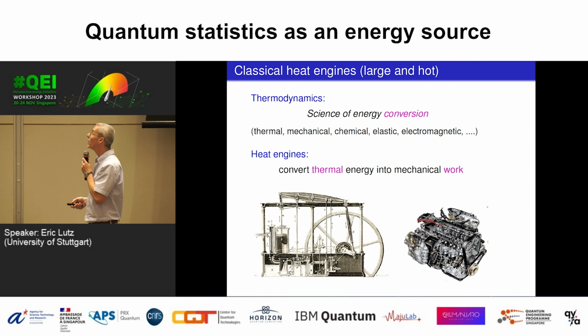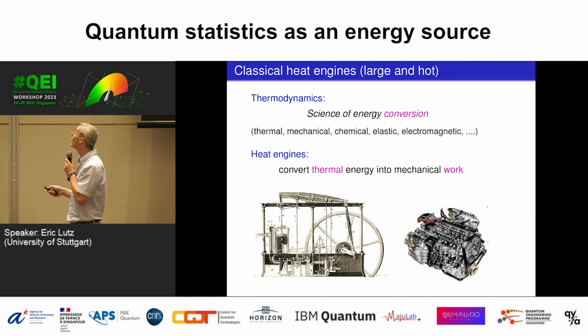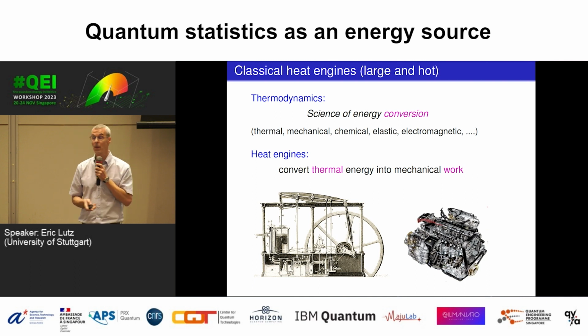Let me start with something I guess we all agree on, namely that thermodynamics is the science of energy conversion, and there are many forms of energy. We have thermal energy, mechanical energy, chemical, elastic, electromagnetic, whatever you wish to have at this place. Since the very beginning of thermodynamics, heat engines that convert thermal energy into mechanical work, that is motion, have played a prominent role. What we see down here is the heat engine of James Watt, 1783, so that's 240 years ago. And down there, a modern car engine, and they all convert heat into work.